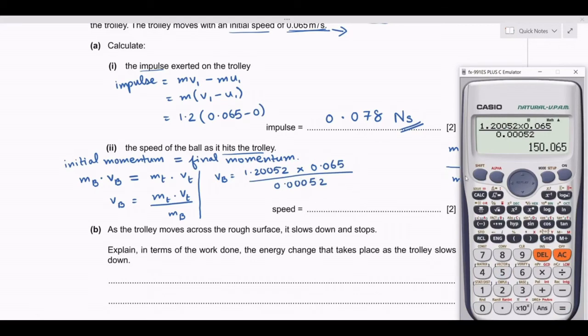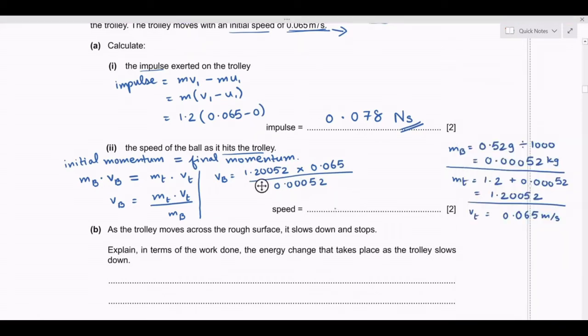So we'll write the speed is 150 meter per second. Once again, do not forget to write the unit.